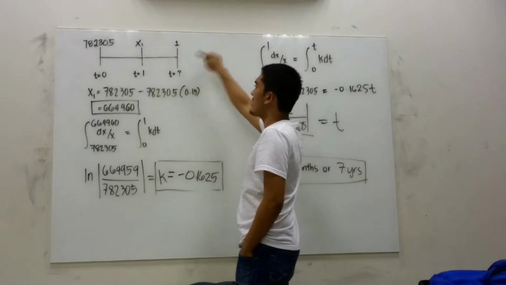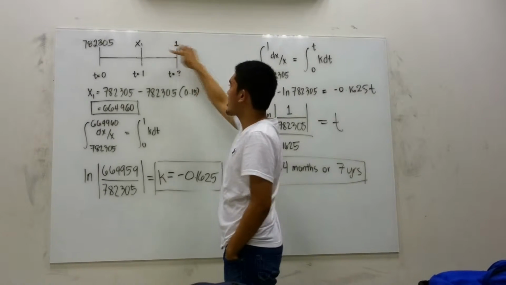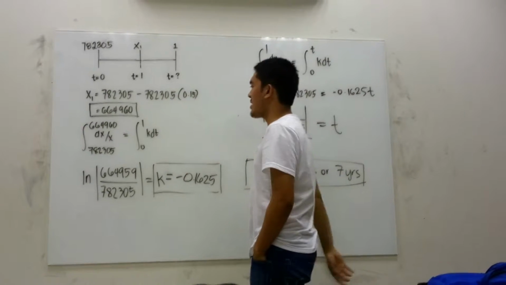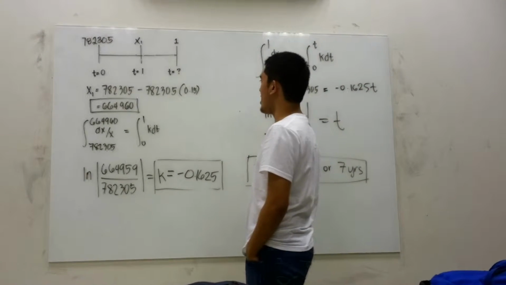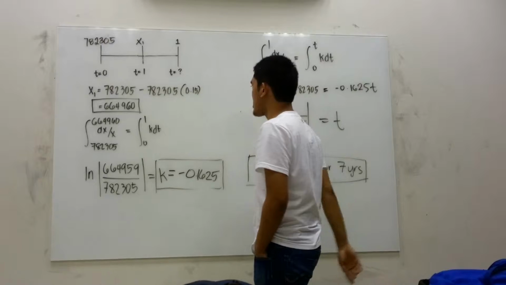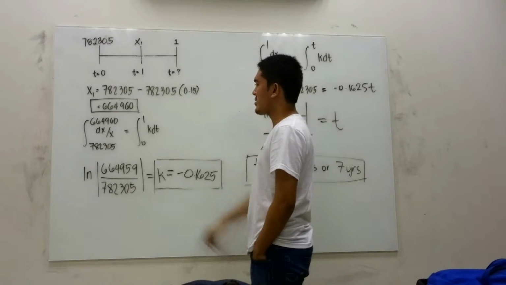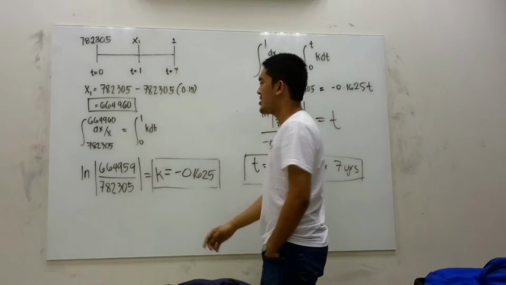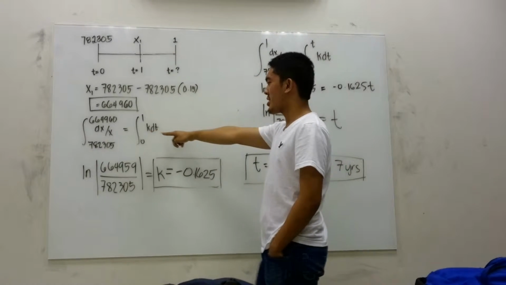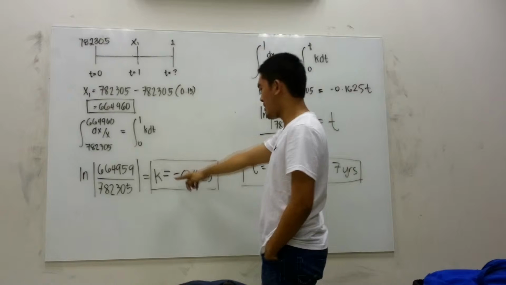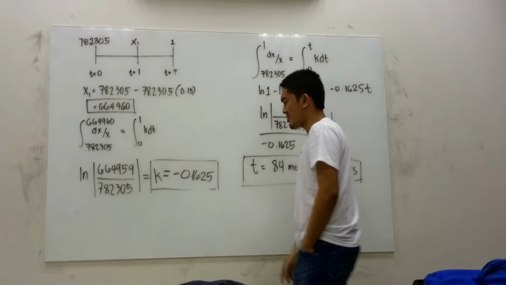In the third problem, we have this graph where we're solving for x sub 1 and t. x sub 1 is equal to 782,305 minus the same value times 0.15, because the population is dying by 15%. We're going to find out that x sub 1 is equal to 664,960. Plugging it into the equation, we're going to get that k is equal to negative 0.1625.